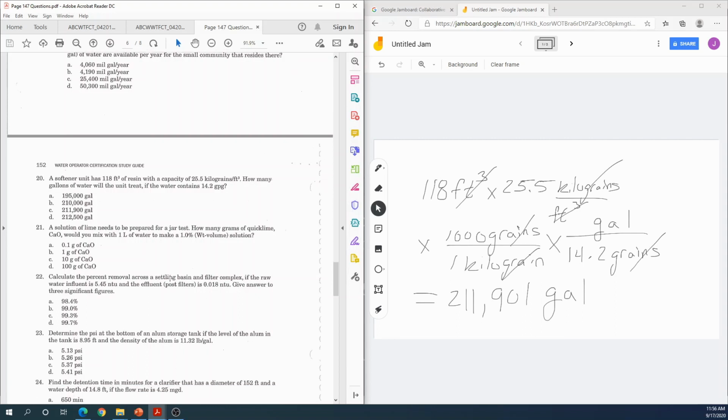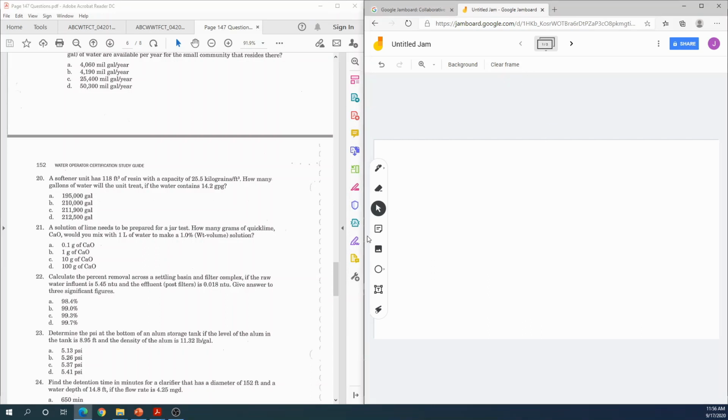Let's come down and take a look at problem number 21. A solution of lime needs to be prepared for a jar test. How many grams of quicklime, CaO, would you mix with 1 liter of water to make a 1% weight volume solution? So we want to know how many grams of CaO do we mix with 1 liter of water for a 1% weight solution? So we know we have 1 liter of water, so let's start there.